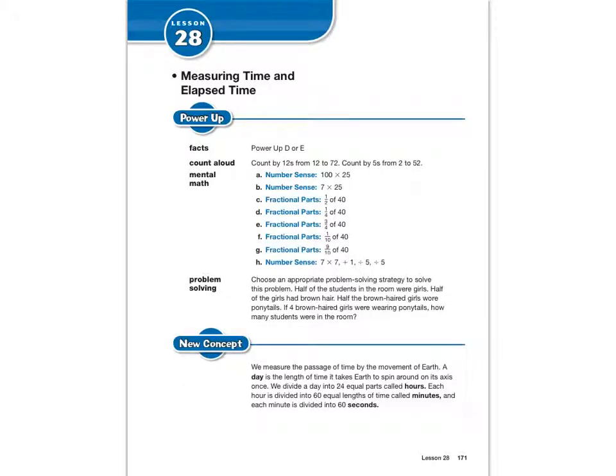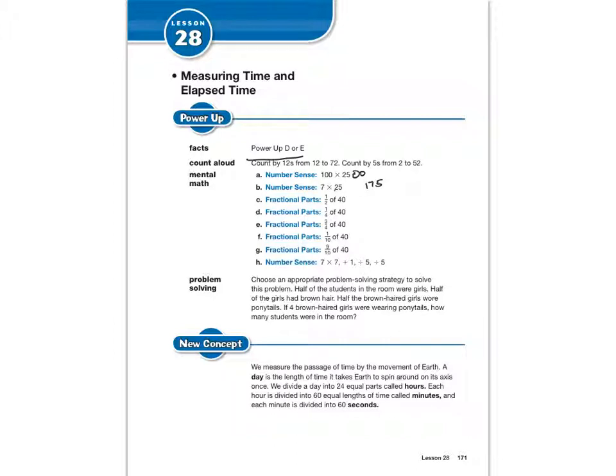Oh, good morning, 5th grade. This is an easy power-up. We're going to do this really quick. All right, number sense. Number A, 100 times 25. I'm just going to add 2 zeros to the 25, so it's 2,500. 7 times 25, it's 1 less than 8, so it's 1 less than 200. It's 175, 25 less than 200.